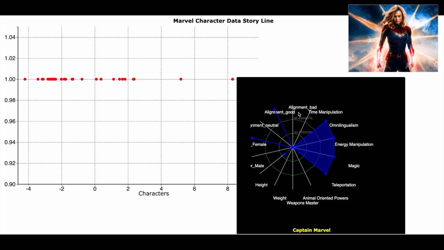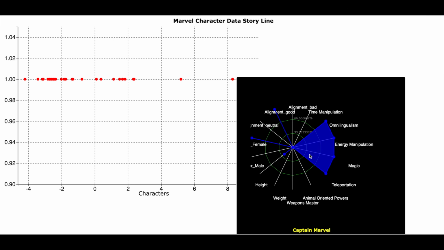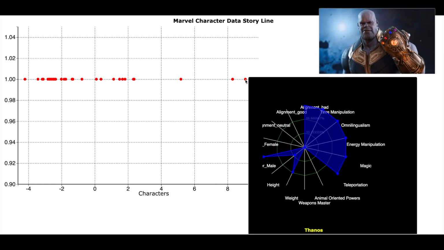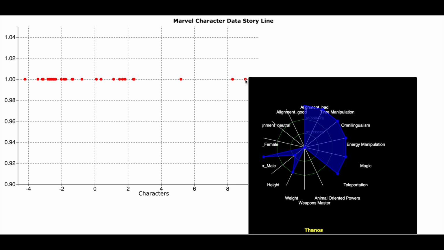Now let us move to the end of the line, and we see that this dot corresponds to Captain Marvel. And we observe that she has multiple superpowers such as teleportation, magic, energy manipulation and omnilinguism. For those who are curious, omnilinguism means the ability to understand and utilize verbal or non-verbal communications without any prior knowledge of the language. Now that's a great superpower to have. Let us now move further, and we see Thanos, who also has multiple superpowers. So we observe that the end of the line corresponds to the characters who have multiple superpowers.